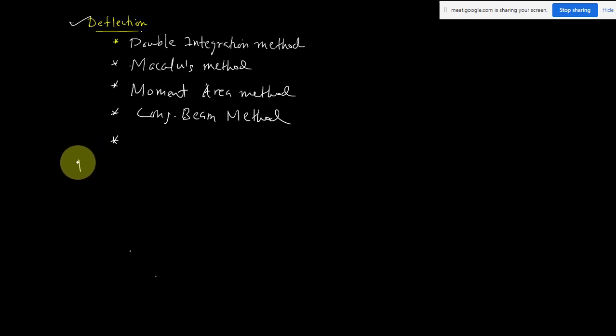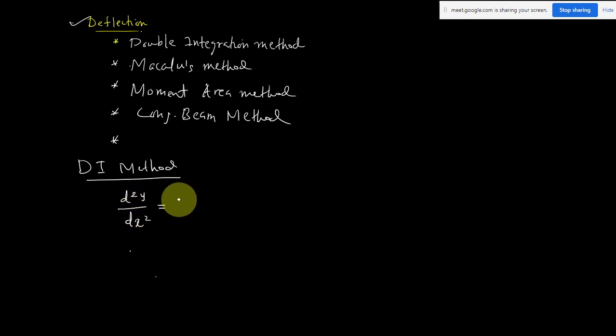So, the double integration method. In this method, basically we are using this equation. This equation must be familiar: d²y/dx² = M/EI. This is the equation we are going to solve in the double integration method.